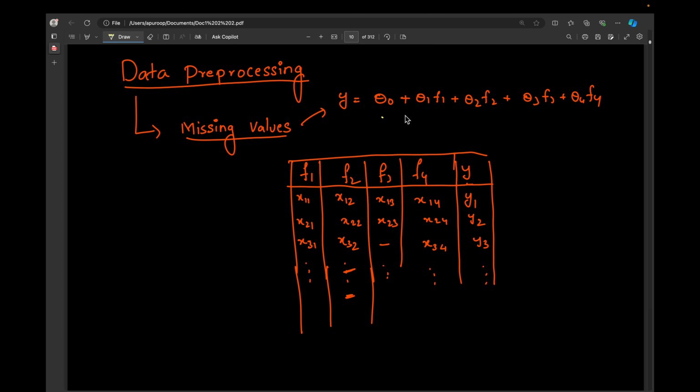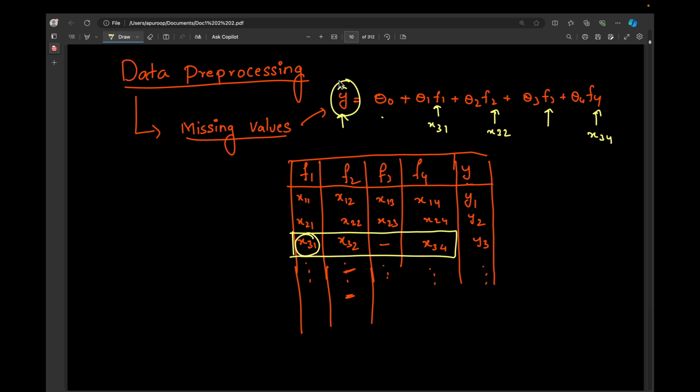In this hypothesis, let's say we are trying to find the output for this particular data point. We have optimal theta values, that is theta naught, theta 1, theta 2, theta 3, and theta 4. As the model is optimal, we'll just take this data point and place it over here. That is x31, and here x32, and here we don't have anything, and here we have x34. On placing all these values, we'll get the predicted output. This will be my predicted output on giving all these input values.